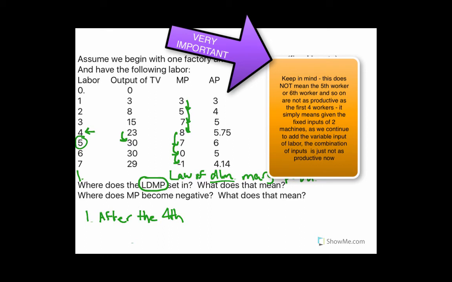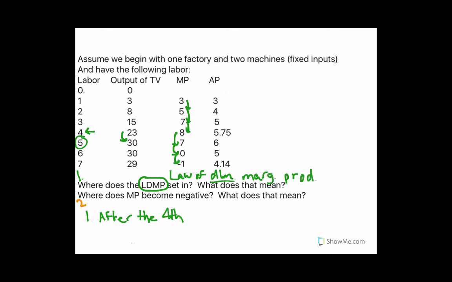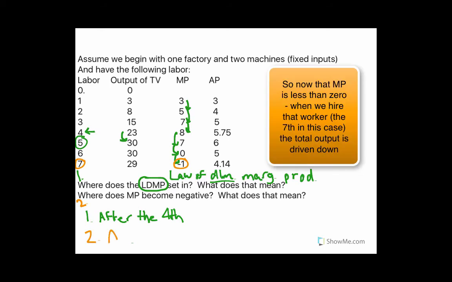And then question 2 asks, where does marginal product become negative? Like we said, that's different than law of diminishing marginal product. This one's a little easier to spot if you just look at the column. Which one's a negative number? It's right here, when marginal product is -1, and that's at labor level of 7. So you would say marginal product becomes negative after the sixth worker, or with the seventh worker.